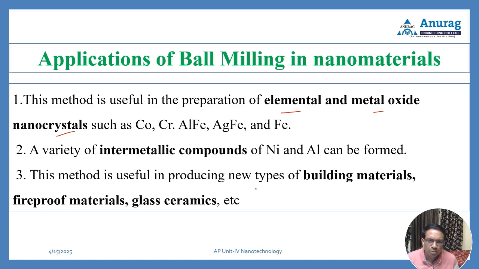This method is useful in producing new types of building materials, fireproof material, glass, ceramics. So many varieties of materials we can make. Not only nanomaterial, but we can use it for ceramic materials, glass materials, fireproof material, building materials also. So that's all for this ball milling method. It's very simple, easy to operate, but the initial cost is high, and there are parameters we have to take care of in order to get the proper output product, and it's advantageous as it gives a scalable quantity.